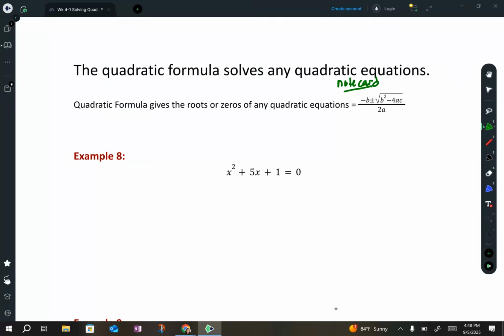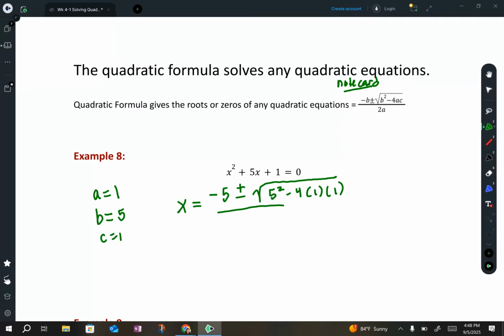All right, let's label our A, B, and C. A in this example is 1. B is 5. C is 1. And let's jump in. So our solutions are x equals minus b plus or minus the square root of b squared minus 4ac, all over 2a.